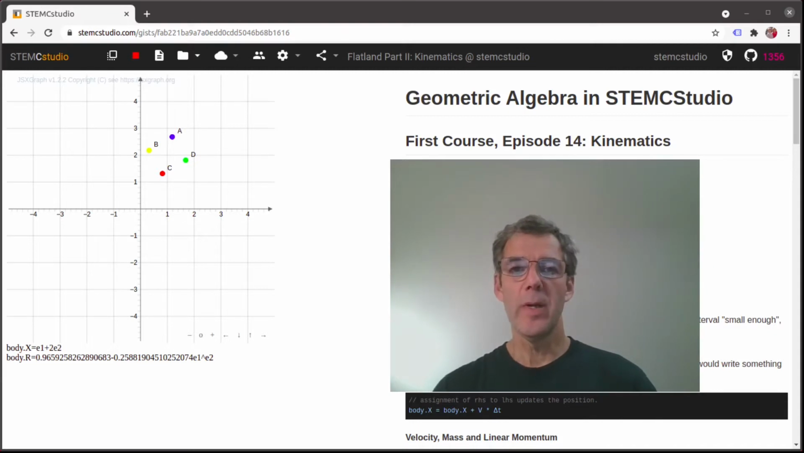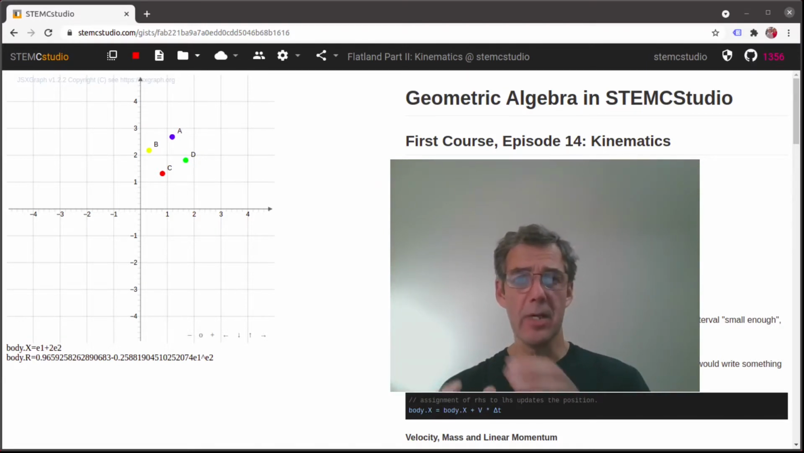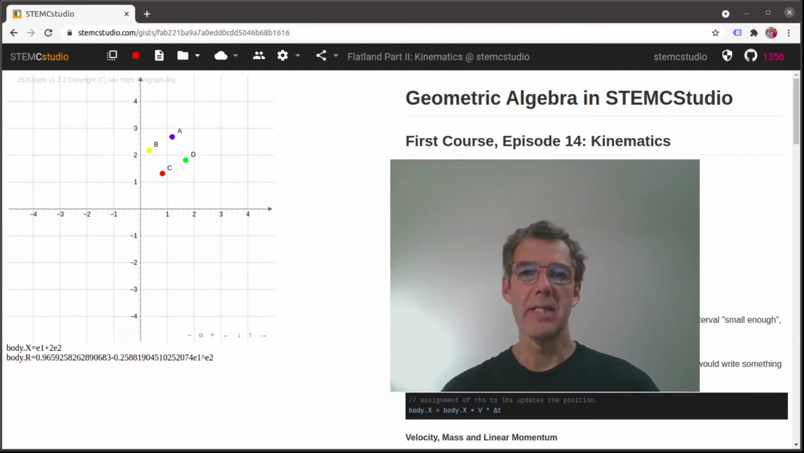In this video we are going to carry on the mini-series that we established with the position and attitude video, and we're going to move on to the kinematics of our rigid body motion. So what we're going to do is try to move our body based upon the velocity it has, and rotate it based upon its angular velocity.